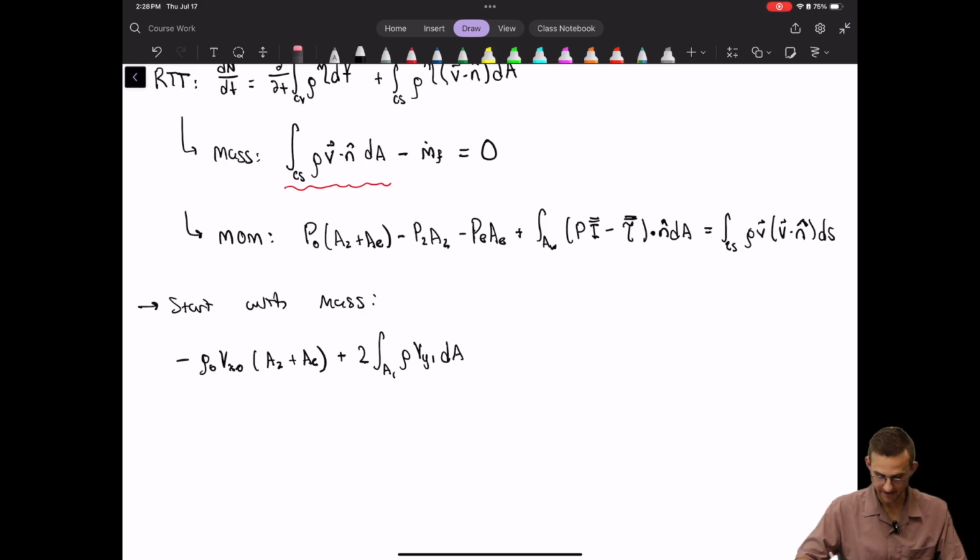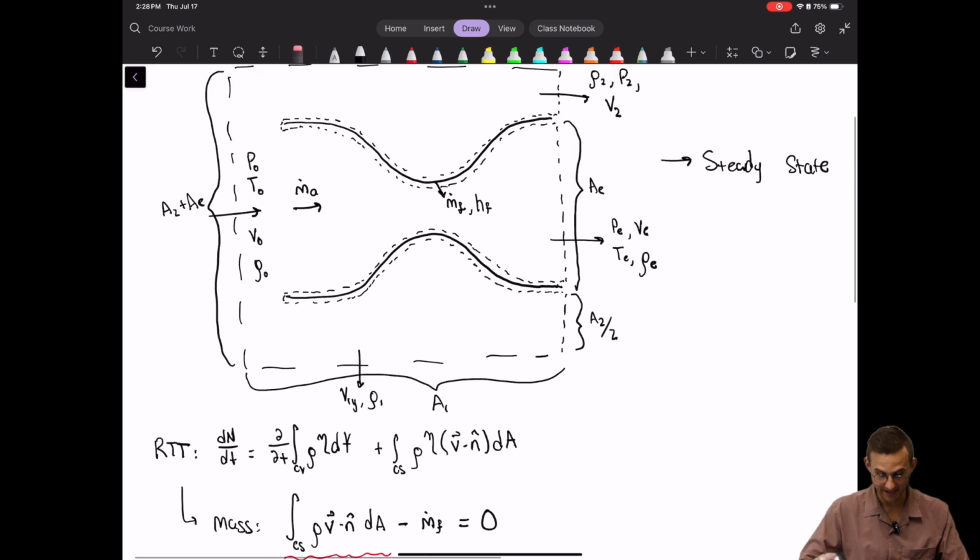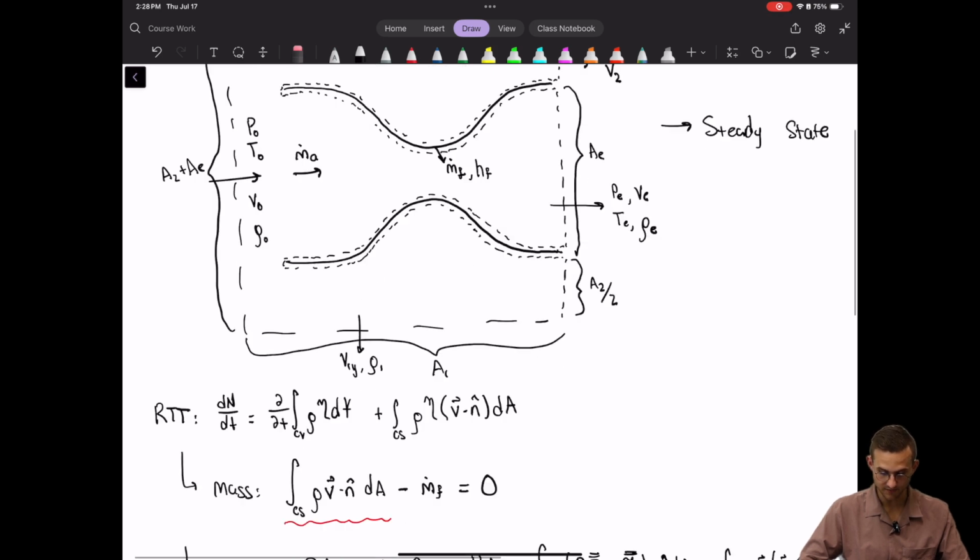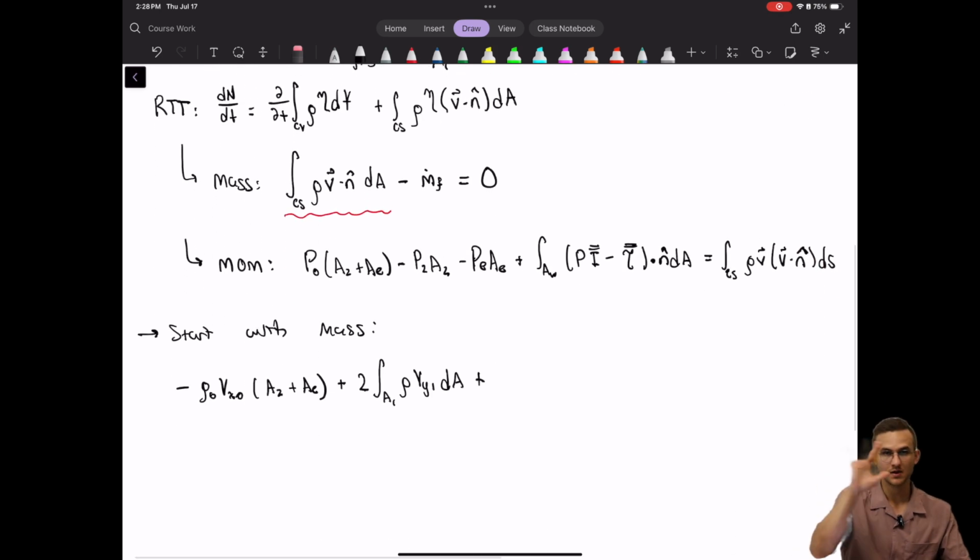We're also going to apply the 1D assumption to the flow that is exiting the engine specifically. All of the properties at the exit are uniform over the exit cross section, and so that term just becomes rho e vxe, the x direction velocity at the exit, times area e.